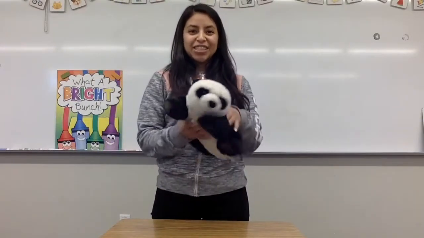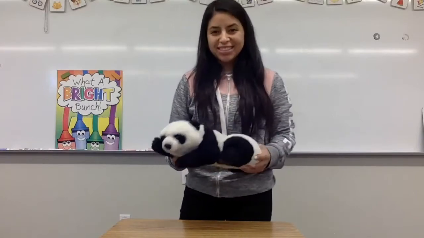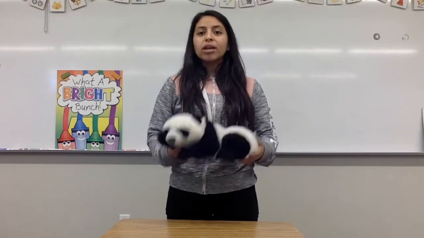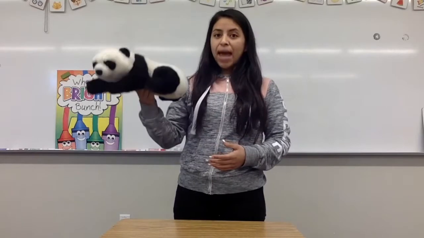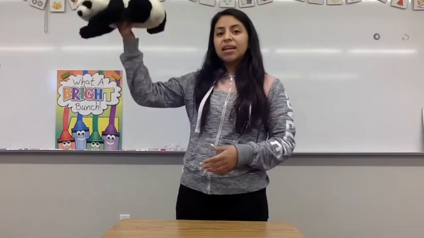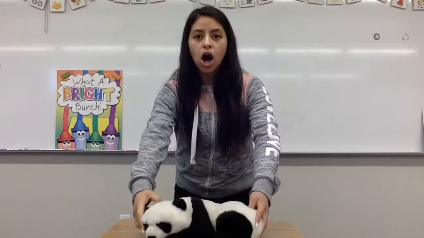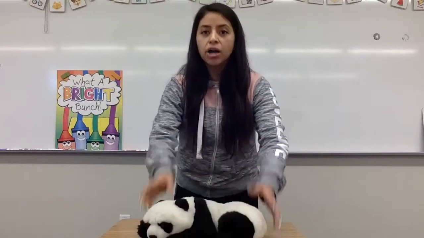All right, TK, so this is Mr. Panda. Mr. Panda is going to be helping us with our position words. So position words, all that tells us is where something is. So the position that the panda is in right now, he is in the air. And in a little bit, he's going to be on the table. So this is a table, and the panda is on the table. The position word you're hearing is on. That is a position word.